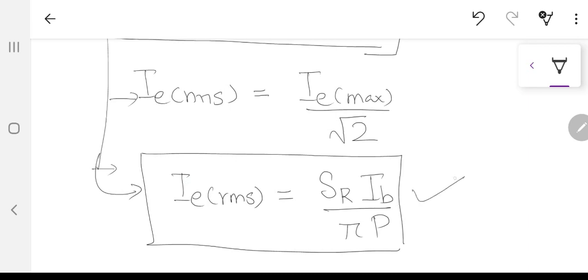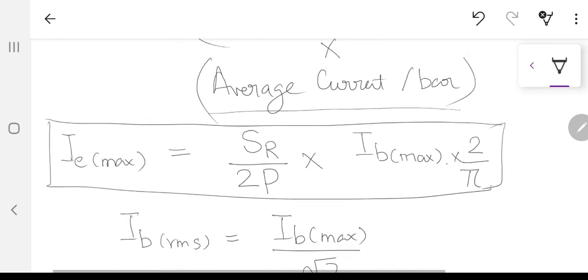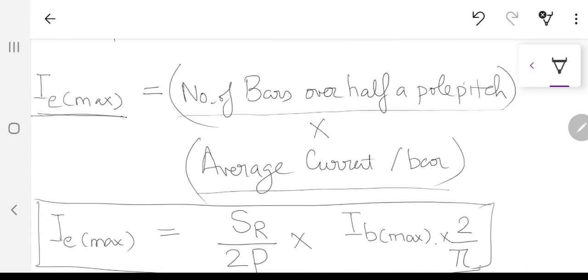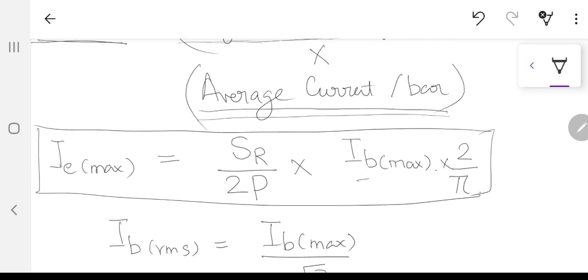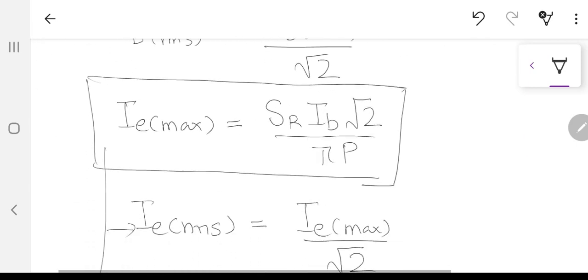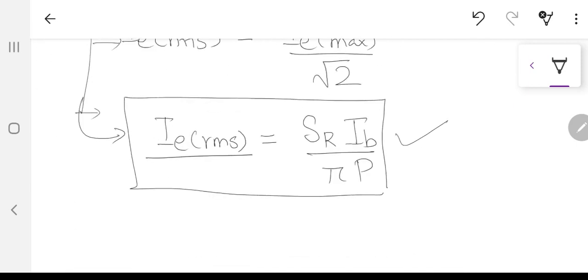I could have already written this equation from the very start, but I wanted to give you an understanding that the maximum current at the end ring is going to be produced by the number of half of the bars over a pole pitch multiplied by the average current per bar. That's why I took this from the maximum value, and then using that maximum value and assuming it's sinusoidal, I have now found that the RMS value of the end ring current is equal to SR IB, which is already known as the RMS value, divided by pi p.